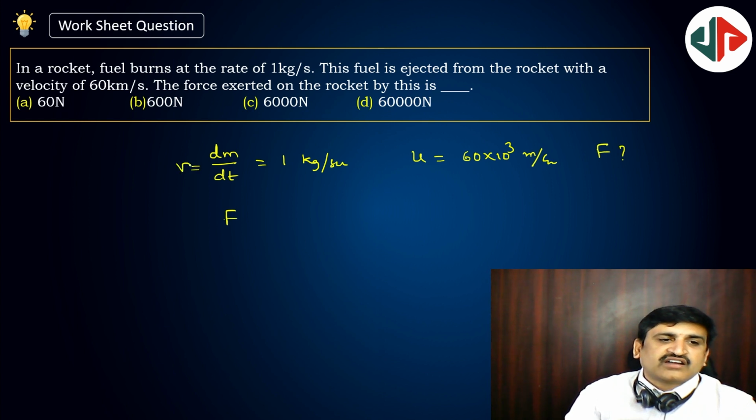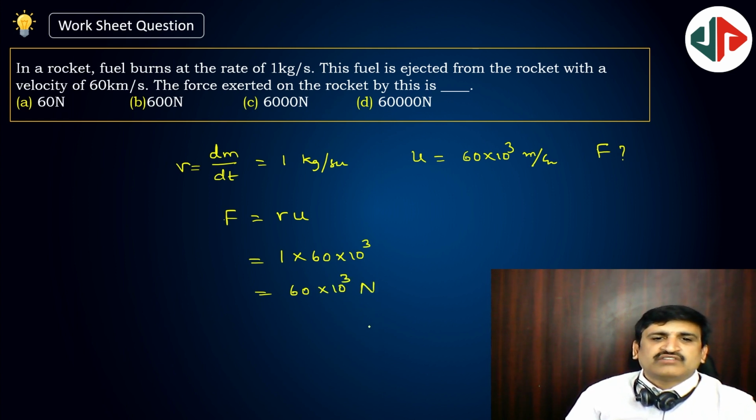This is rocket R, rate of R. Ru. R is dm by dt. That is 1 kg per second. That is SI unit only. This is U, 60 into 10 power 3 meters per second. This is also proper unit only. So final answer 60 into 10 power 3 Newton or 60 kilonewton, whatever. So 4 zeros are 1, 2, 1, 2. 4 zeros.